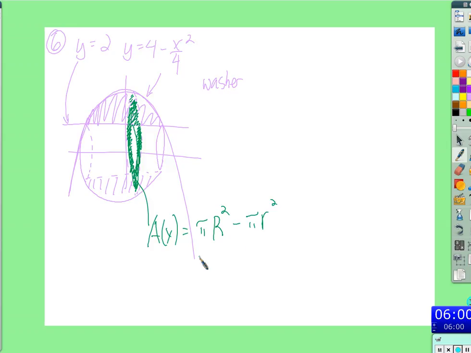So pi times, now what's the larger radius? This radius right here is the bigger radius, from here to there. That's true no matter where I draw this cross section, it's always a larger radius, and that radius is given by the y value of this function. So it's 4 minus x squared over 4, squared. We can factor out a pi, since they both have a factor of pi. So you get pi times big R squared minus little r squared. The little r is how big? Just 2. The y value is always 2, squared, for that whole thing.